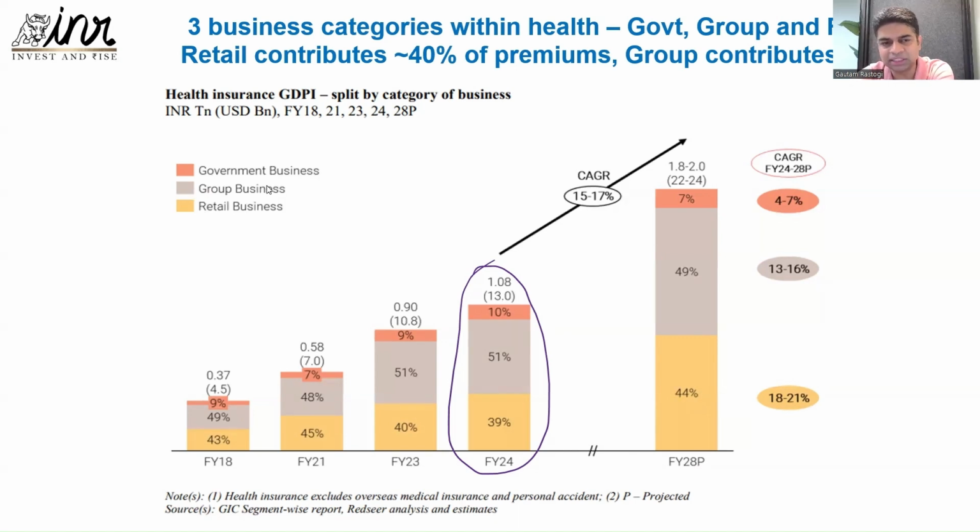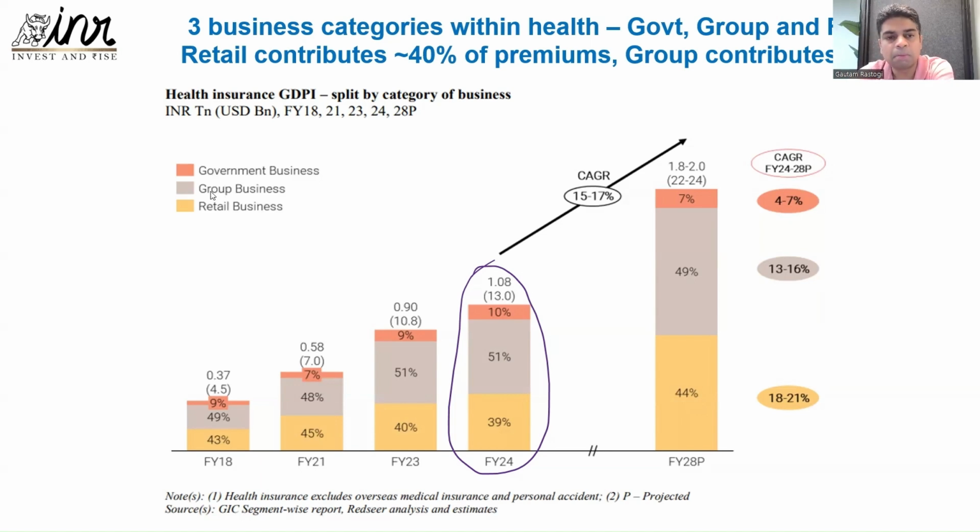Group business is the corporate business. Like, if you are a corporate employee, let's say you work in TCS, Tata Consultancy Services, and within TCS you are covered by, let's say, National Insurance or Oriental Insurance, then basically you are a part of the group business, because you have been provided a corporate policy which covers not only you but your family.